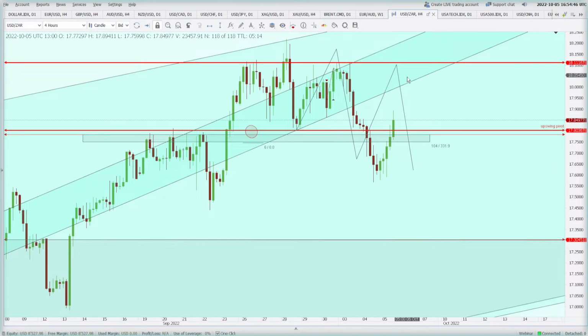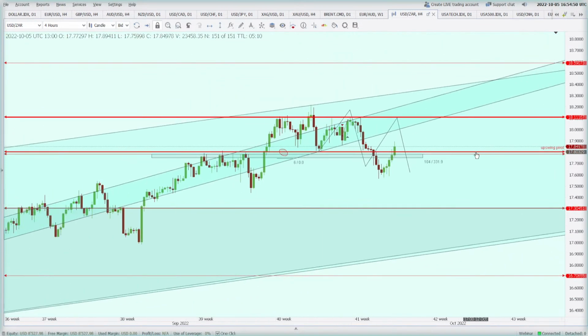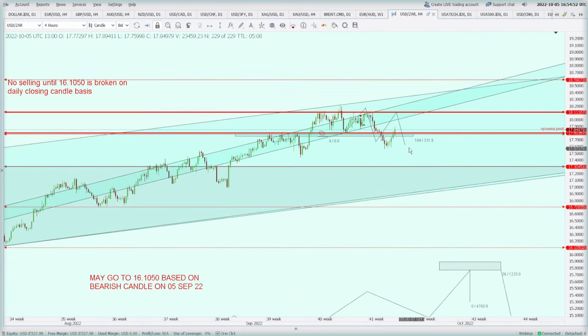So if the price starts hovering like this, then it will be a churning of price action, and we will say that the price is going nowhere. But on the contrary, if we see a close above 18.11, then this uptrend will be resumed, and then this will be counted as a short-term counter trend.